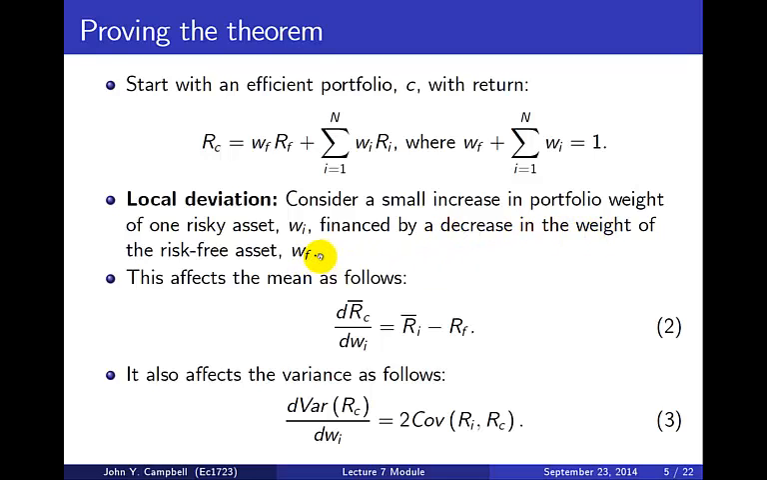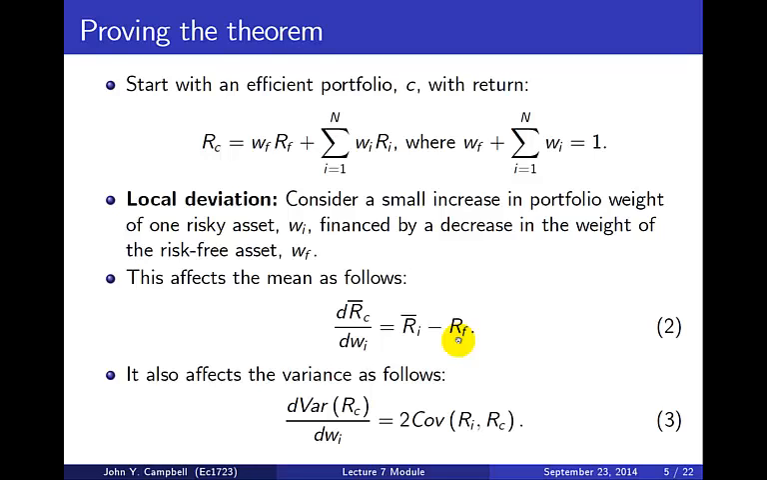Now what will that do to the mean? It'll change the mean as follows. The derivative of the mean return on the portfolio with respect to WI is just going to be R bar I minus RF. And that makes sense because you're increasing the weight on this asset with this average return. You're reducing the weight on this asset which has this average return.